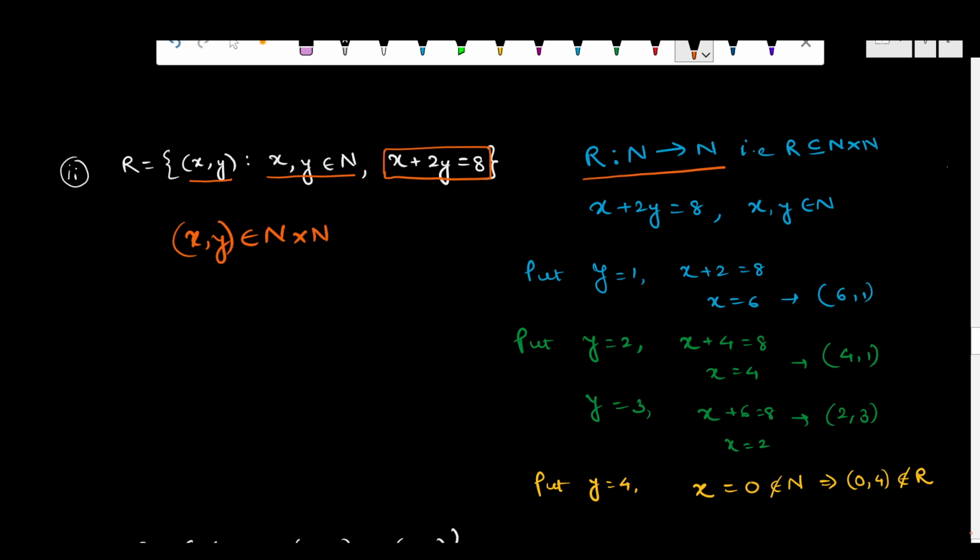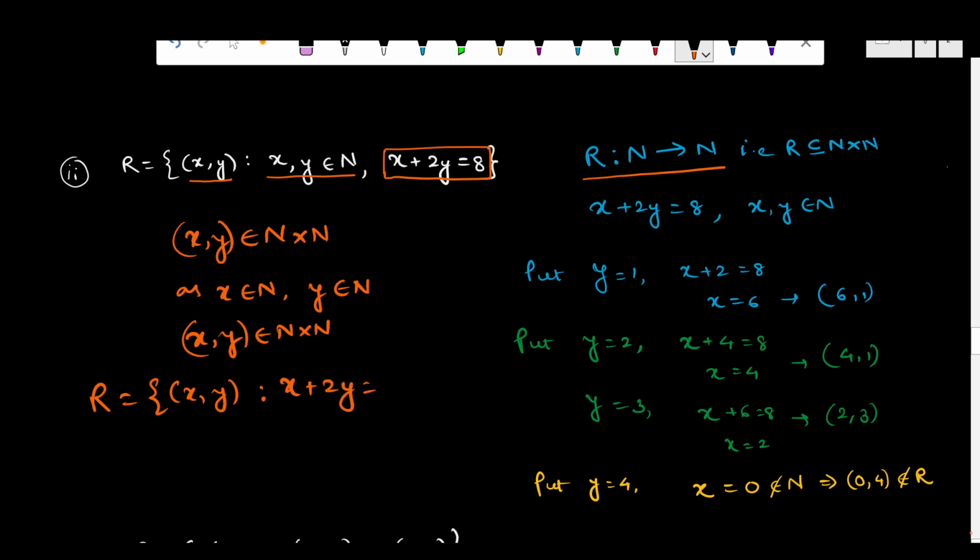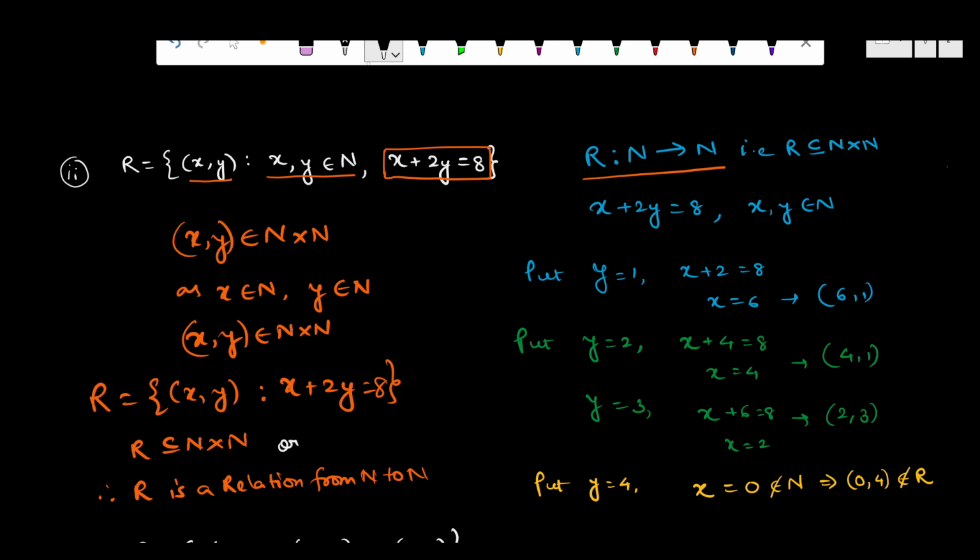belongs to N cross N, as x belongs to the set of natural numbers and y also belongs to the set of natural numbers, so (x, y) belongs to N cross N, and R contains all those (x, y) such that it satisfies a particular condition, meaning R is a subset of N cross N. Therefore, by the definition of a relation, R is a relation from N to itself, or R is a relation from N to N, or you may say that R is a relation on the set of natural numbers, right?